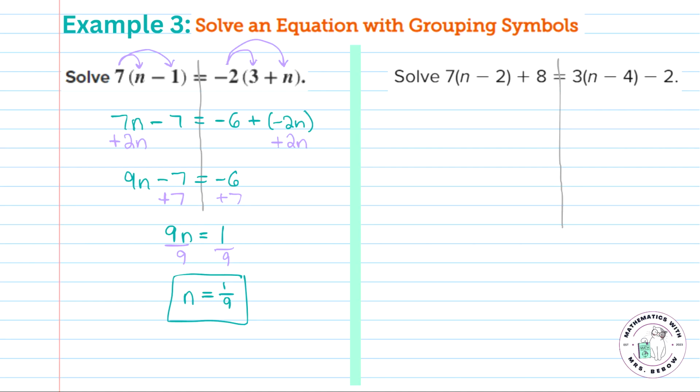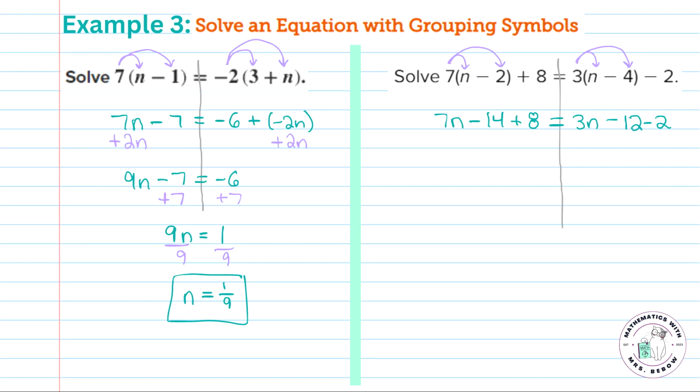So the first step, get rid of those parentheses. We're going to distribute. So 7 times n, 7 times 2. We also need to apply the distributive property on the other side of this equation as well. So 7 times n is going to be 7n. Bring down my subtraction sign. 7 times 2 is 14. And we have that plus 8 that's still hanging out here. And then on the right-hand side, we'll have 3 times n, so it's going to be 3n, minus 3 times 4, which is 12. And then we have that -2 that's hanging out on the end there as well.